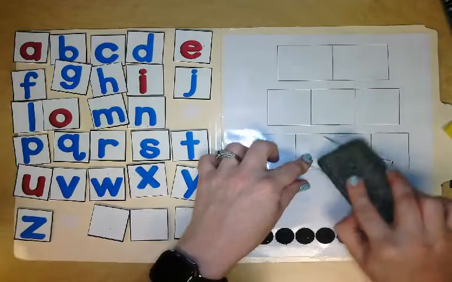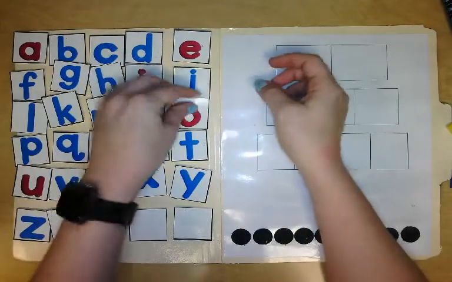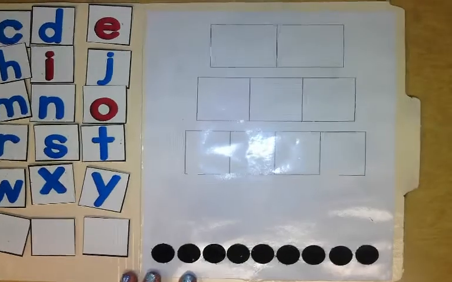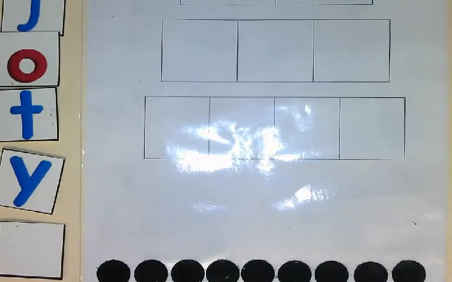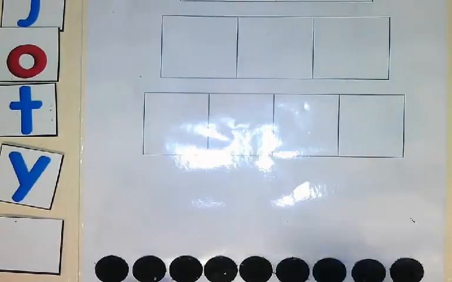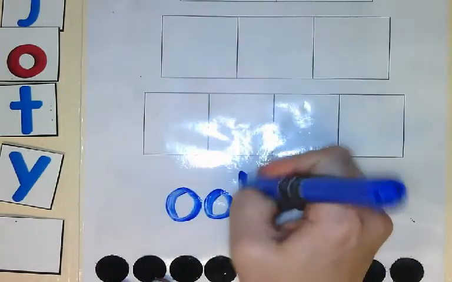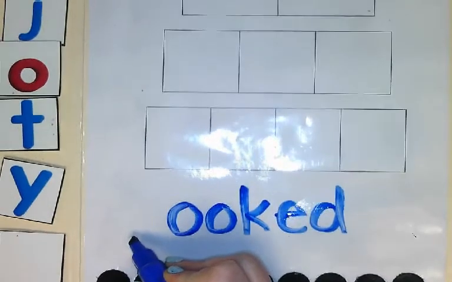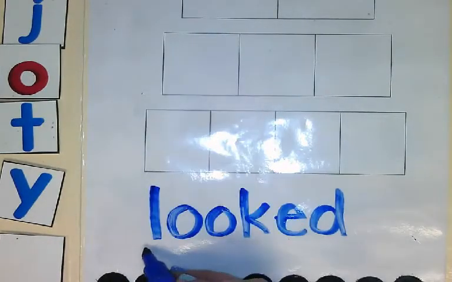I'm gonna erase that O. Okay, now we are going to play What's Missing. I am going to be writing it. You're just going to be looking on and helping me with this word, okay? I'm going to forget some letters, maybe one, maybe two, maybe more, and you help me by telling me what's missing. Okay, so here is the word looked. What's missing? The L. All right, read the word. Looked.